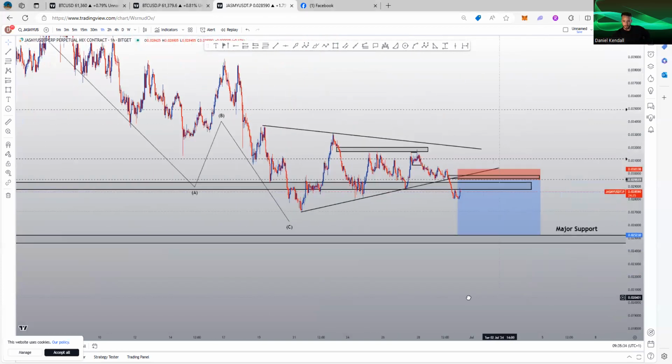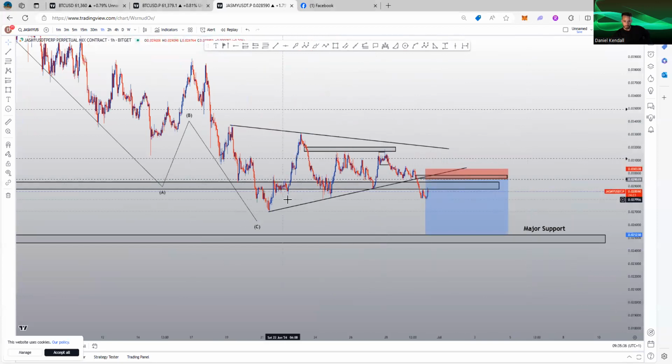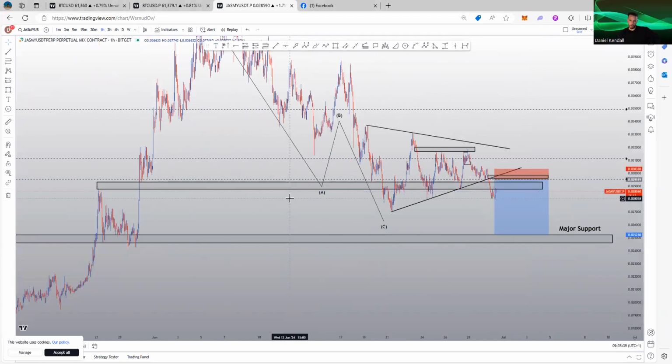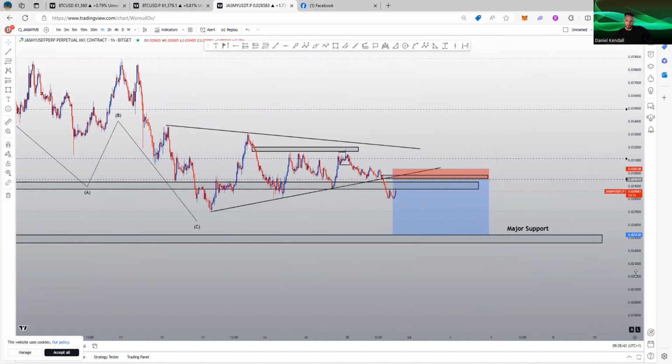But the overall trend is bearish. Probability shows us that we are going to continue to go down. So that's one I'm going to keep an eye on when it's ready.